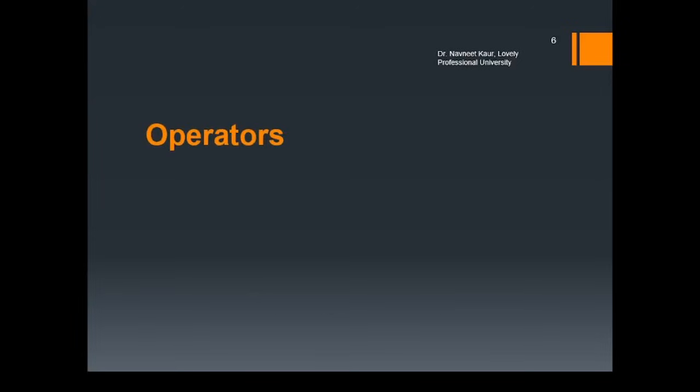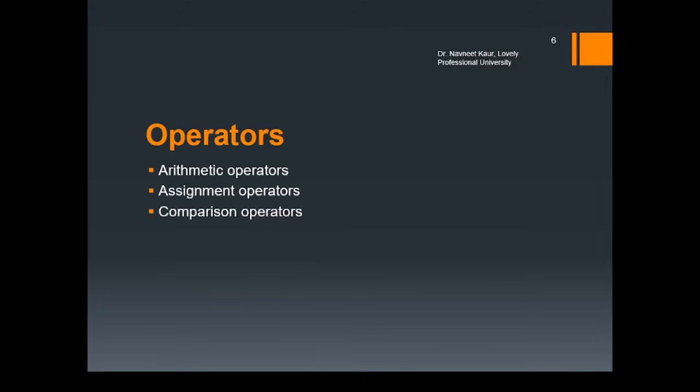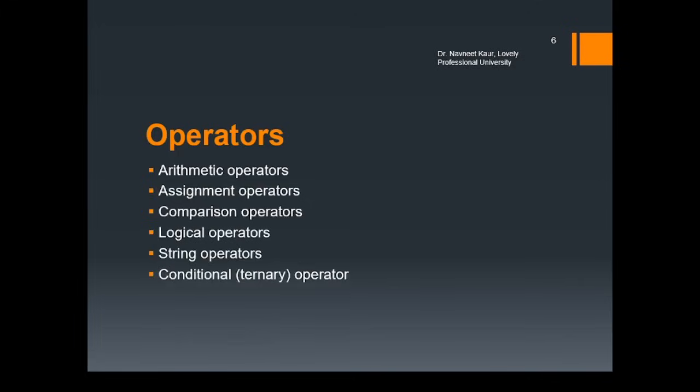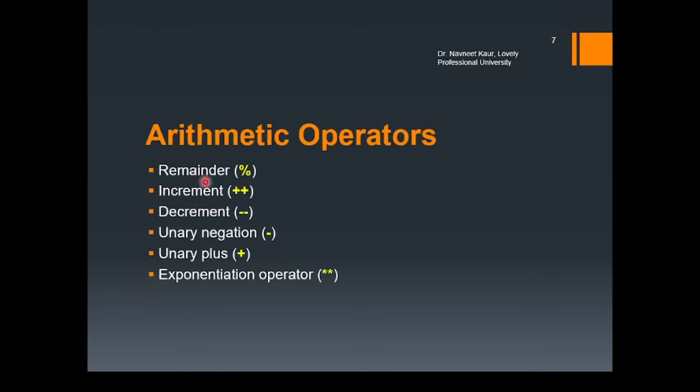The different kinds of operators to be covered in this lecture are arithmetic operators, assignment operators, comparison operators, logical operators, string operators, and the conditional or ternary operator. In this lecture, we will be covering only these operators, but apart from this, in JavaScript, there are other operators as well. Considering the scope of the syllabus, we are going to discuss only these. So the first one is arithmetic operators.